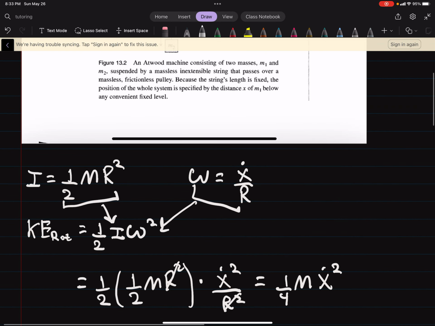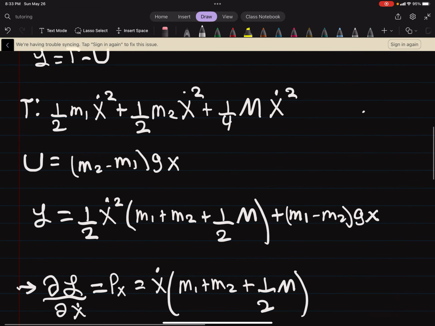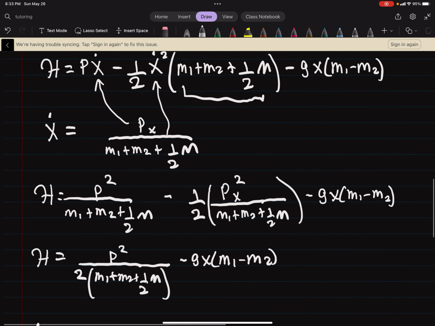You just have to include one extra kinetic energy term, so it changes your Lagrangian, and that of course will change your Hamiltonian. It'll change your momentum and your acceleration. So that's how you do that problem.